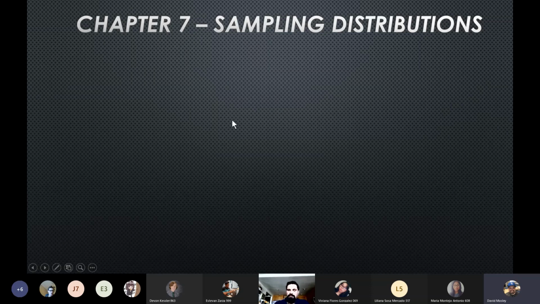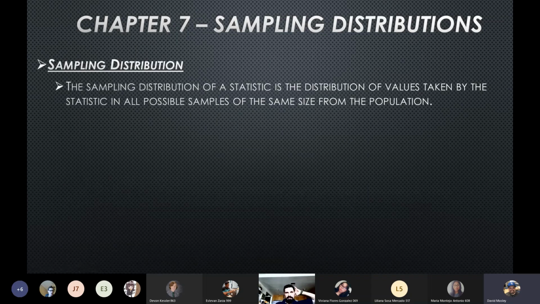All right, chapter 7 was our sampling distributions. The sampling distribution of a statistic is the distribution of values taken by the statistic in all possible samples of the same size from the population.